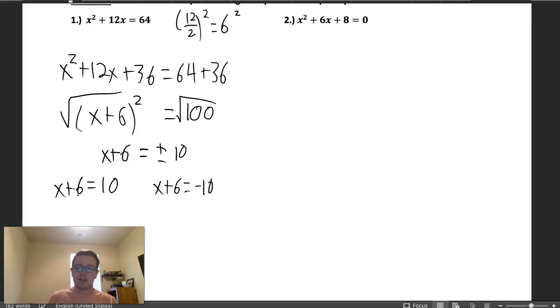And then we just solve. So we subtract 6, we get x is equal to 4, and x is going to be equal to negative 10 minus 6, or negative 16.